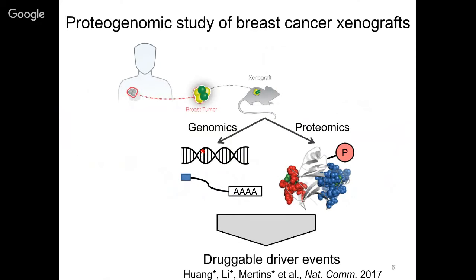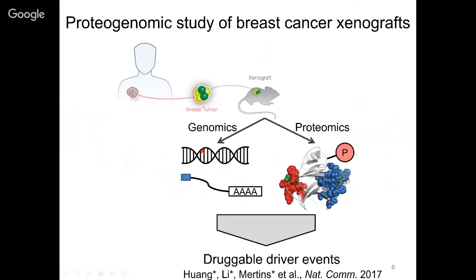One way we thought about doing that is to conduct a proteomics and genomics integrated study of breast cancer xenografts. What we did here was extract the tumor from a cancer patient and graft it into immune deficient mice. These are so-called patient-derived xenograft models. With that, we can generate a lot of these personalized models of the tumor in mice and have a lot of tissue to do our genomic and proteomic analysis.